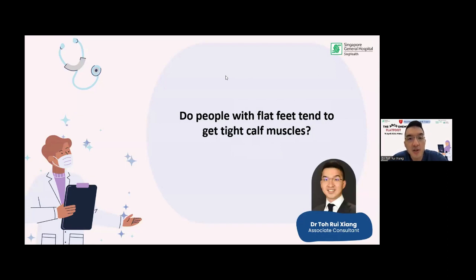So as part of our management in the start, conservatively, we always advise patients with tight calves to stretch them as well as to get insoles at the same time to see how their symptoms improve. So yes, they do tend to get tight muscles, and the tight muscles also potentiate the problem. So it's quite a vicious cycle that we try and break.